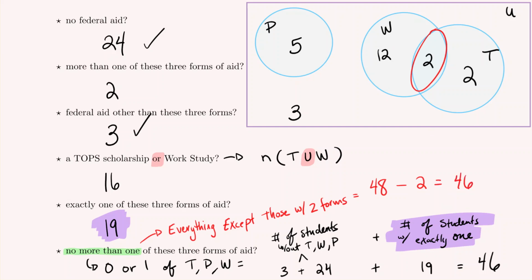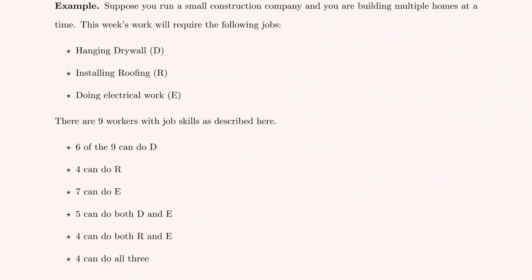So for some of these problems, there might be one way to do the problem and another way to do the problem if we just think about it from a different direction. No more than one is the same as 0 plus 1, or in this particular case, since the maximum number of overlap was 2, it was everything minus the piece that we don't want. So let's look at our next example.